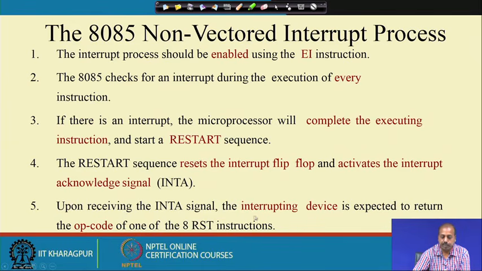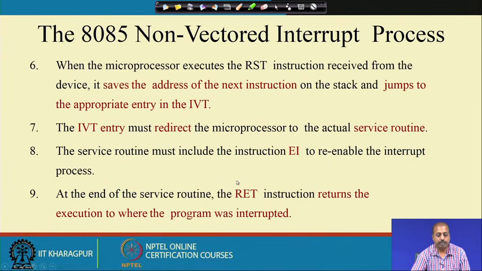Upon receiving the INTA signal, the interrupting device will put the opcode of one of the 8 RST instructions, and upon getting this opcode, the processor will save the address of the next instruction in the stack and jump to the appropriate entry in the interrupt vector table. This interrupt vector table entry must redirect the microprocessor to the actual service routine, because the space may be small. So in the interrupt vector table, it may hold a branch instruction to a later part in the memory, where the entire service routine is loaded.